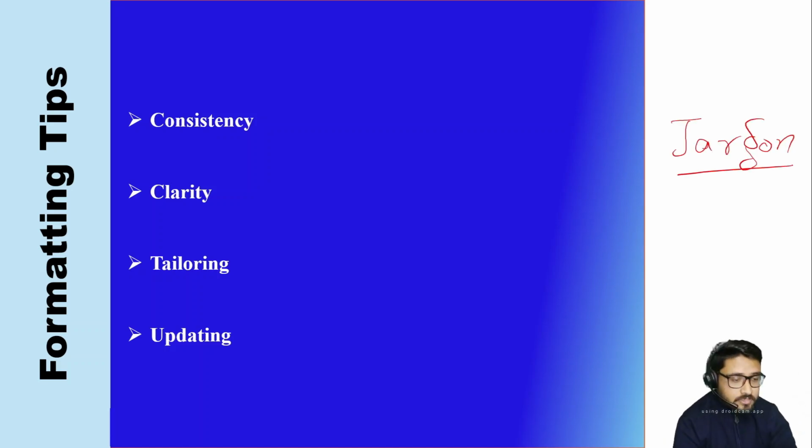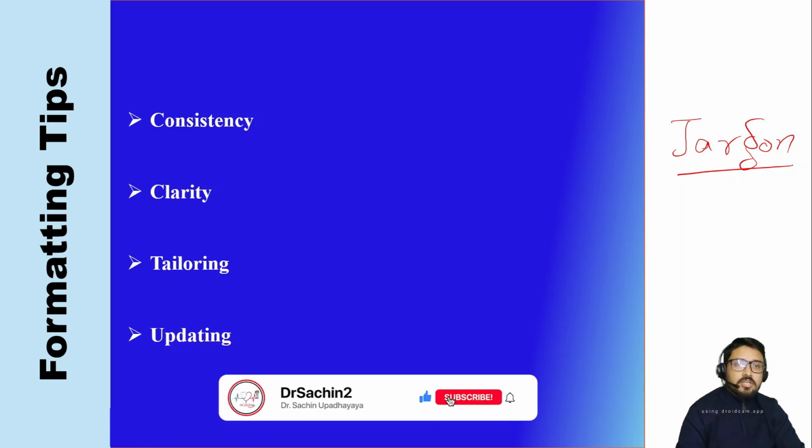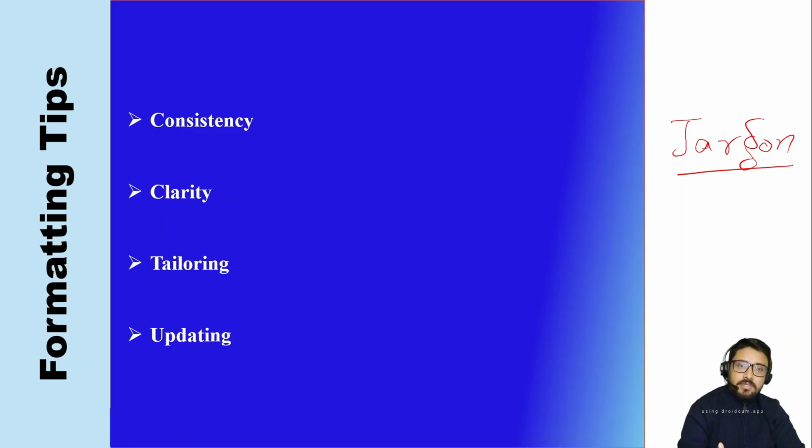Jargon means words which are not understandable by others. Like I said, avoid jargon unless necessary. If you don't know the meaning of jargon, then you need to go and search, right? Avoid this type of word. Another is tailoring. Your CV should highlight the experiences and skills most relevant for the position you are applying to. And another, updating. Regularly update your CV. Don't use an old version. If you have done something, add it in a clear form.